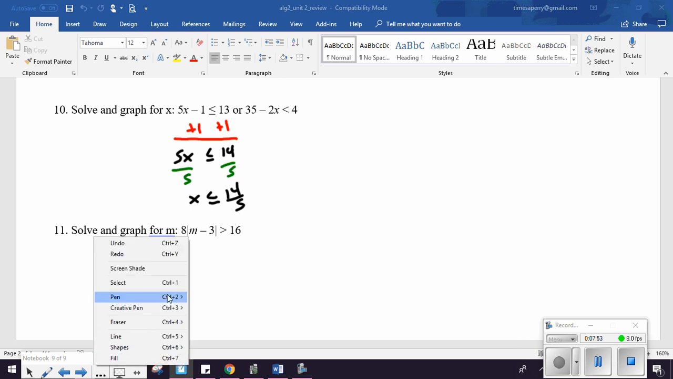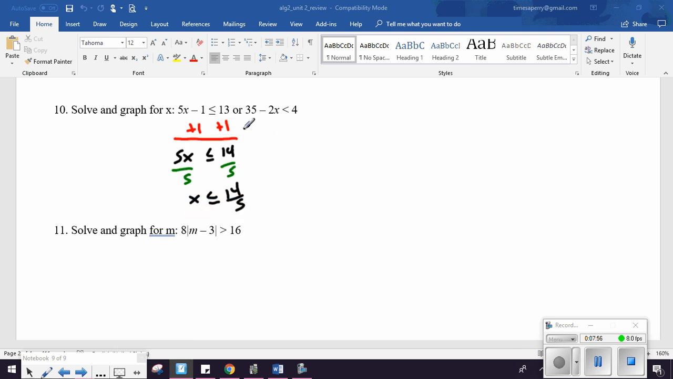So on the second one, I first would subtract 35 from both sides. Which would leave me with a negative 2x, because again, that sign travels with the 2, less than a negative 31. That looks kind of messy. Let me erase.